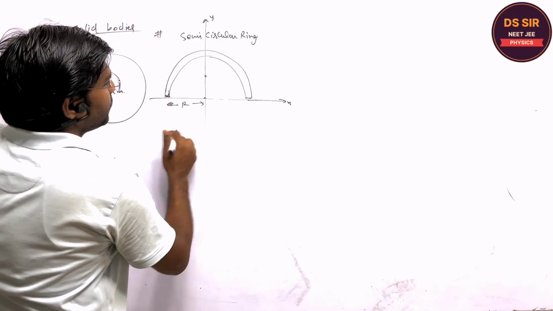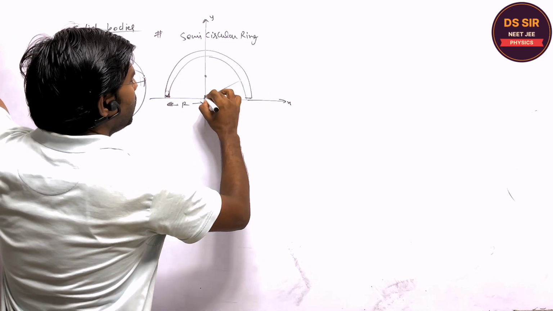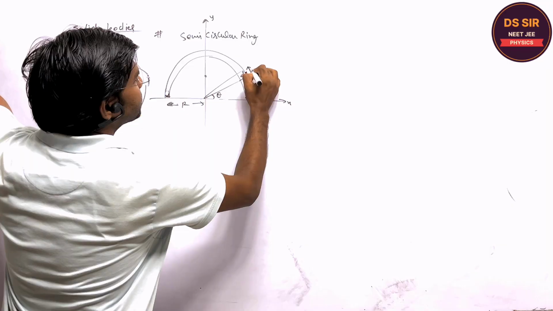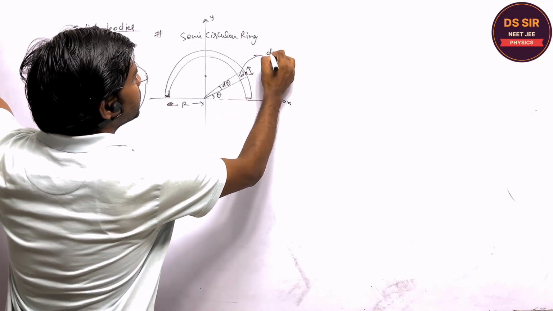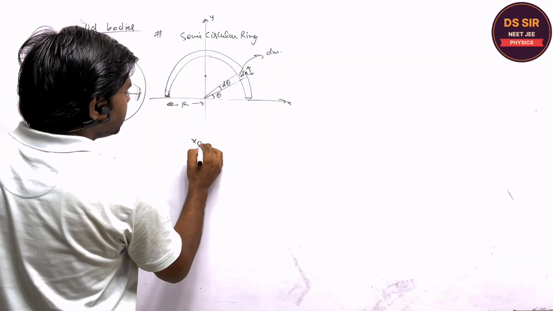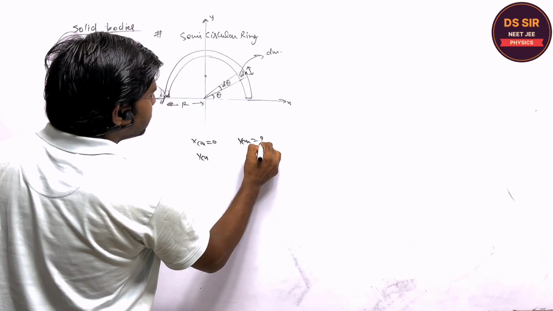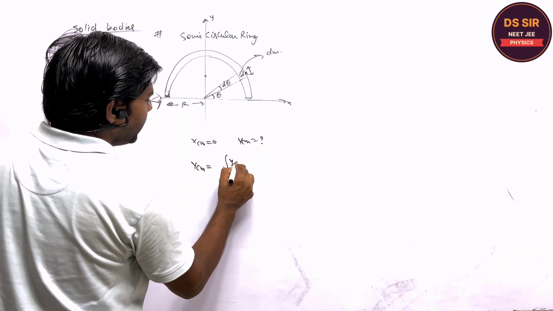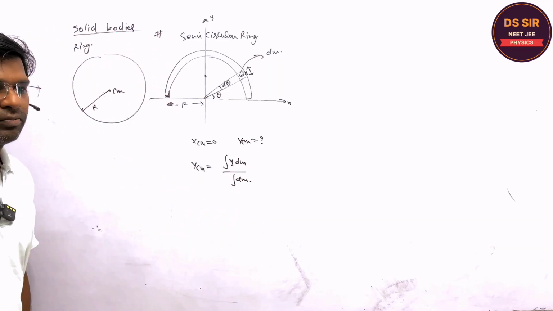You tell. I will take an element, a small element of width dx, right? The angle is d theta, the mass is dm. Are you getting it or not? In this case, xcm will be 0, only the ycm you have to find, right? And what is the formula for ycm? You tell. Integration of y dm upon integration of dm. Is it clear or not?